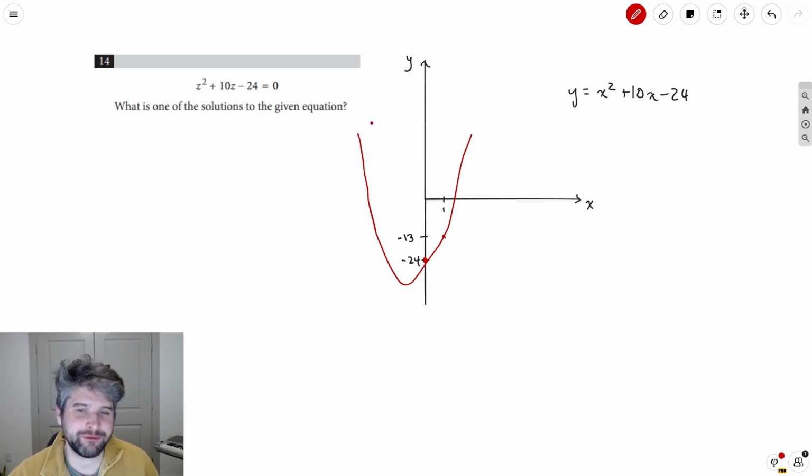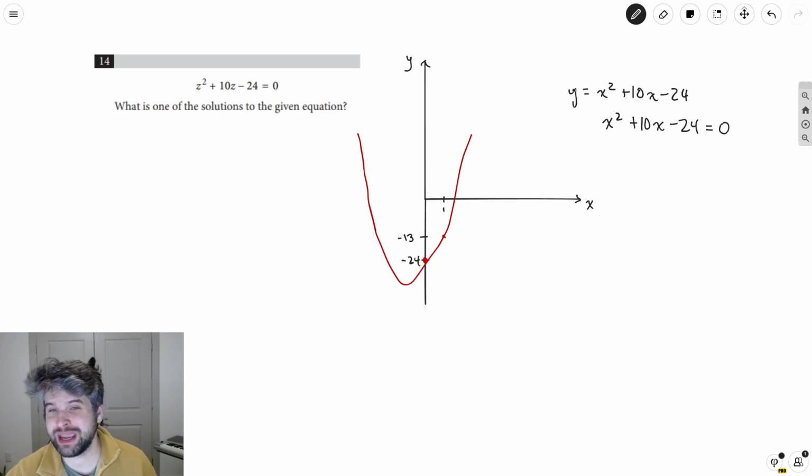And then once we have that graph, remember that we want to solve this equation. We want to figure out where this expression, x squared plus 10x minus 24, is equal to 0. And since we're making that the y coordinate of our graph, we want to figure out where on our graph y is equal to 0. So we would find this point and this point.